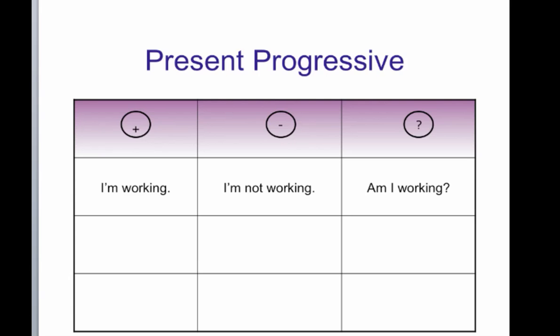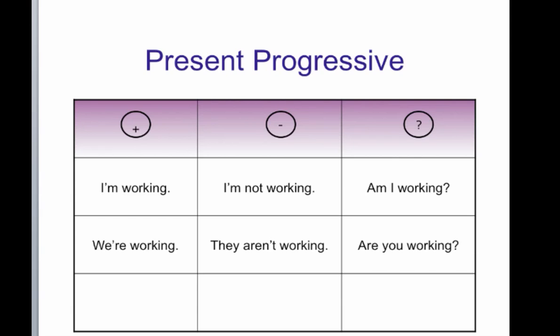We cannot use am for we, you or they. We need a different word. So we say we're working, which is the contraction or short form of we are working. And it's the same for they're working or you're working. In the negative, we contract are and not to be they aren't working. In the question, we put the are first again, so we say are you working, or are they working, or are we working.